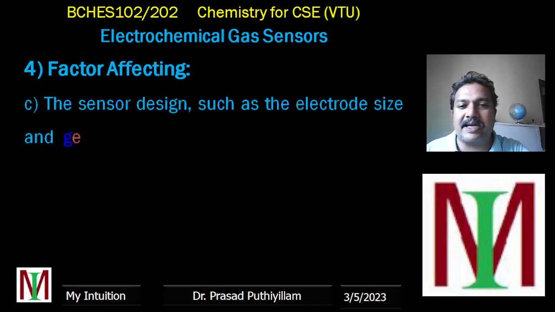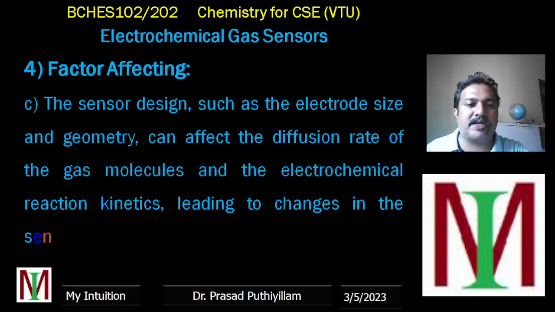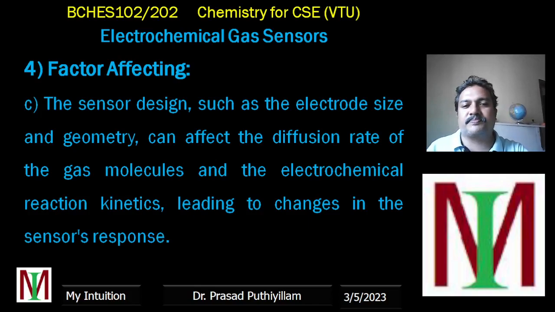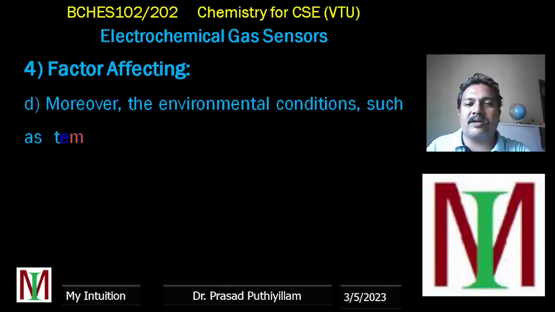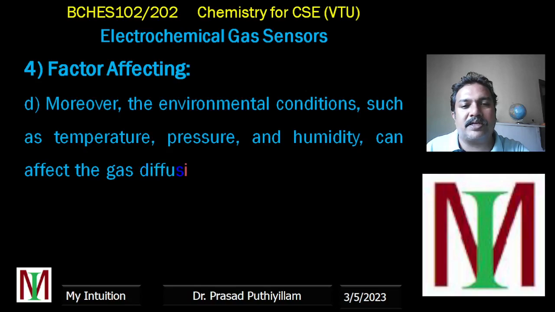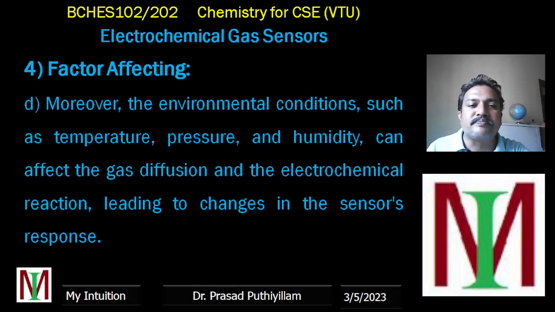The sensor design, such as the electrode size and geometry, can affect the diffusion rate of the gas molecules and the electrochemical reaction kinetics, leading to changes in the sensor's response. Not much to be explained. Geometry was once a complicated word, but nowadays it is not. Moreover, environmental conditions such as temperature, pressure, and humidity can affect the gas diffusion and the electrochemical reaction, leading to changes in the sensor's response.